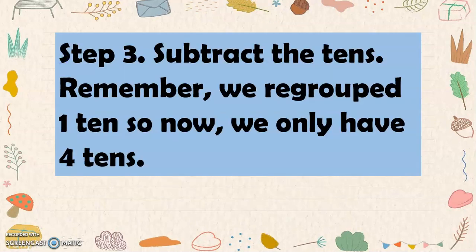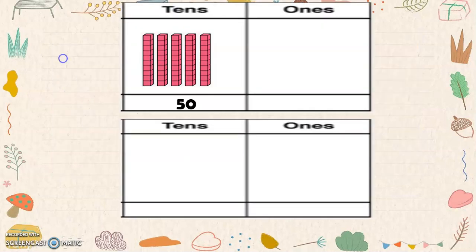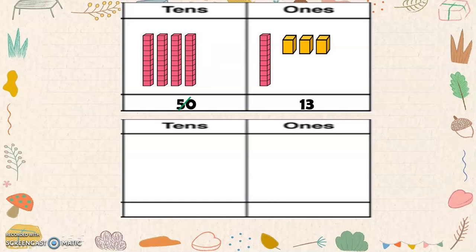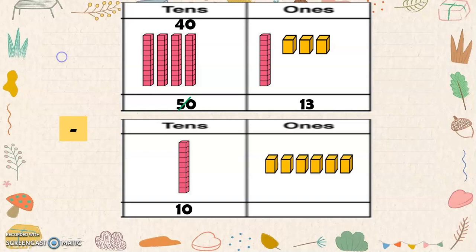And step 3, let's subtract the tens this time. Remember, we regrouped 1 ten, so now we only have 4 tens. So we have here again 50, and then of course we gave a 10 to the ones place, so now we have here 13. Then of course 50 will become 40, and then minus 10, and then of course 6. So 13 minus 6, we have 7, and then 40 minus 10, we'll have 30.